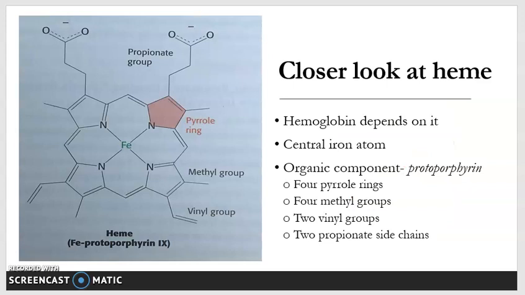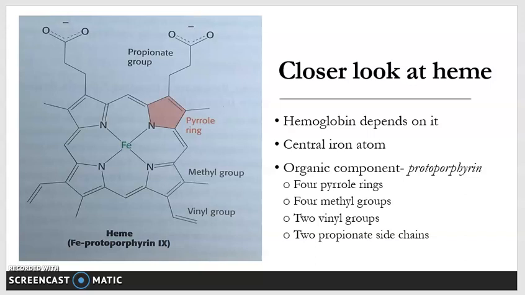So let's take a closer look at heme. Hemoglobin depends on the presence of a bound prosthetic group called heme, so that hemoglobin can bind to oxygen. It consists of a central iron atom and an organic component called protoporphyrin. And protoporphyrin is made up of 4 pyrrole rings linked by methine bridges to form a tetrapyrrole ring.